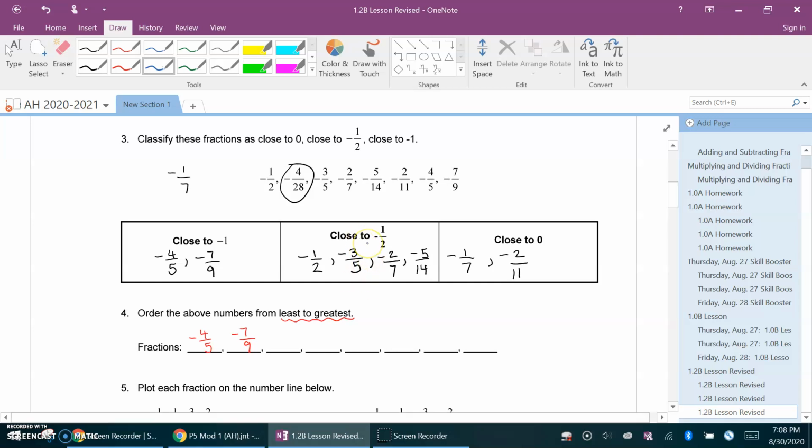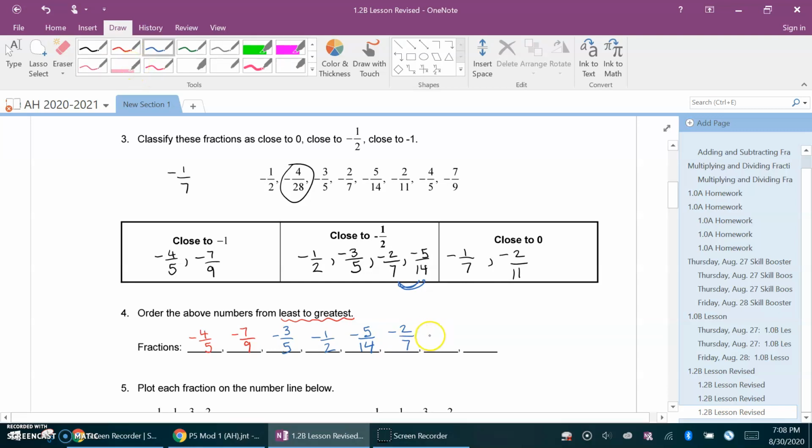We know 3/5 is about 60%, and that one is going to be the most negative of all of these. So we will have negative 3/5 and negative 1/2. And now we're just really looking at those two. If we were to change the 2/7 to 4/14, we would be able to see that the negative 5/14 is more negative. So our negative 5/14 will go here, then we have our negative 2/7.